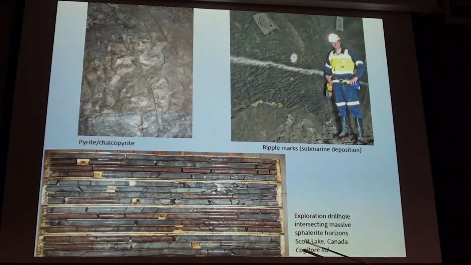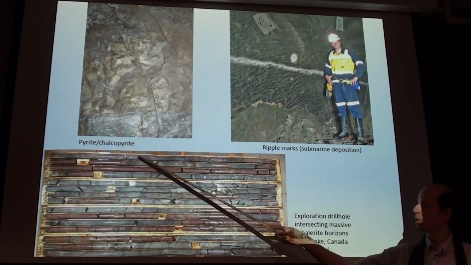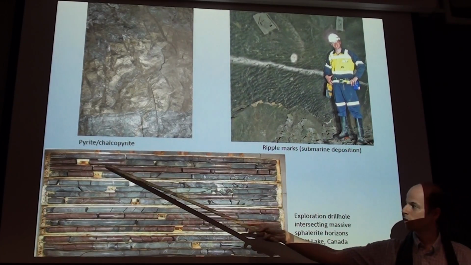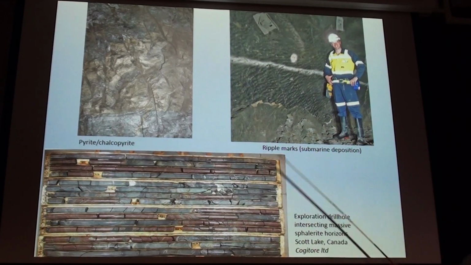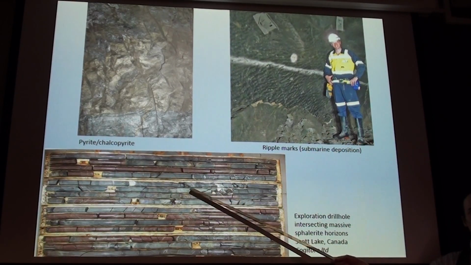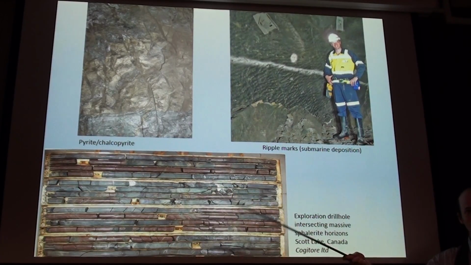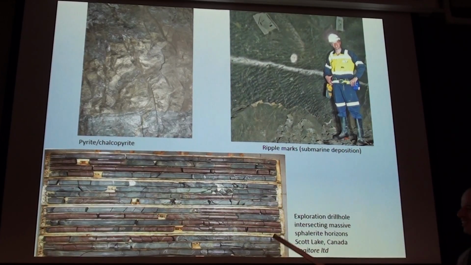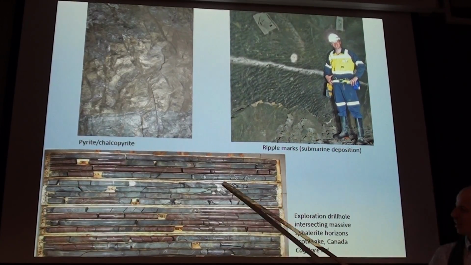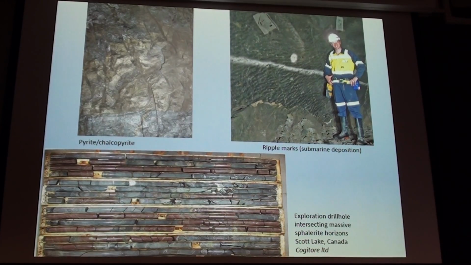This is not from that Golden Grove deposit. This is from an exploration drill hole in Canada, where again you can see a sequence of volcanic rocks intercalated with these massive brown sphalerite. So this is actually a picture that was submitted together with a report to the stock market, and probably the share price of this company went through the roof on that day.